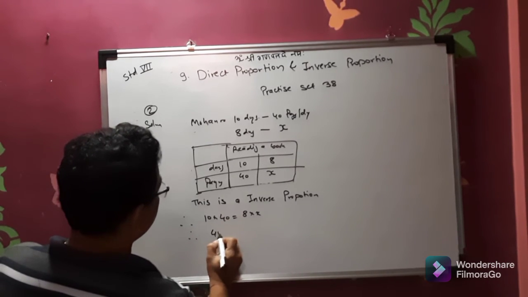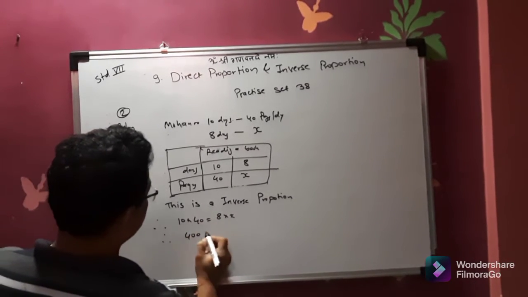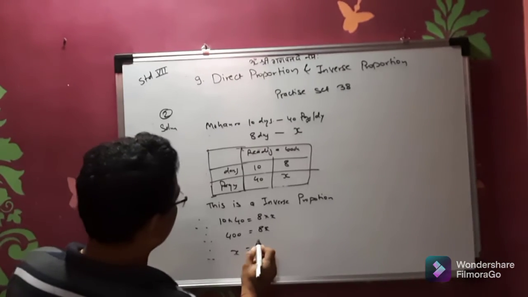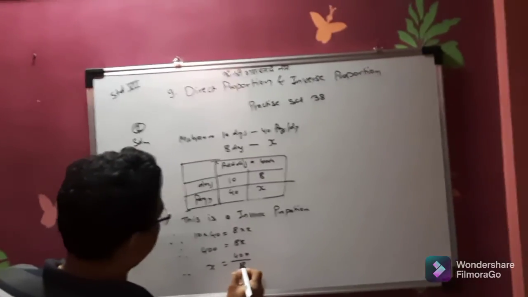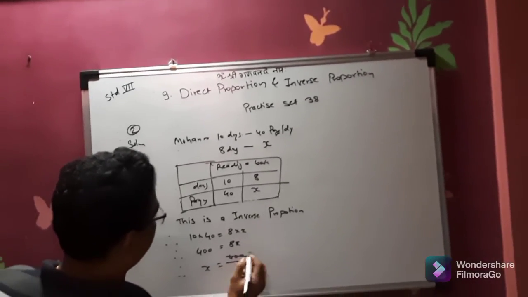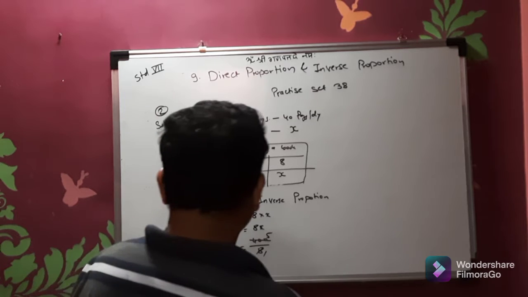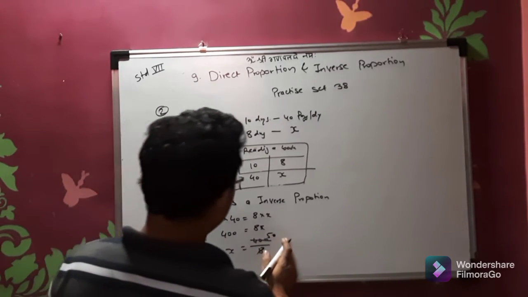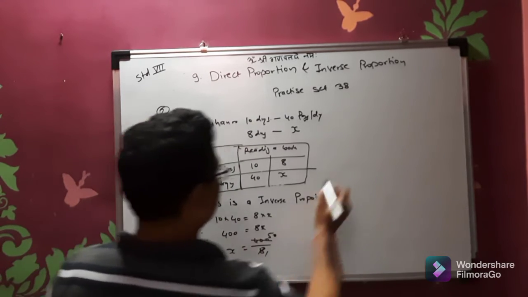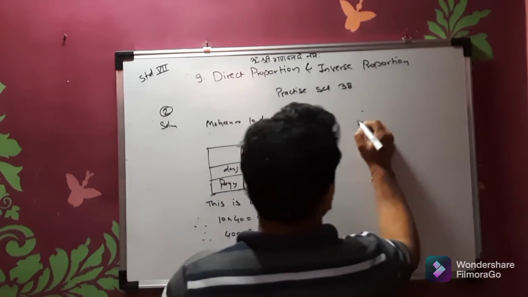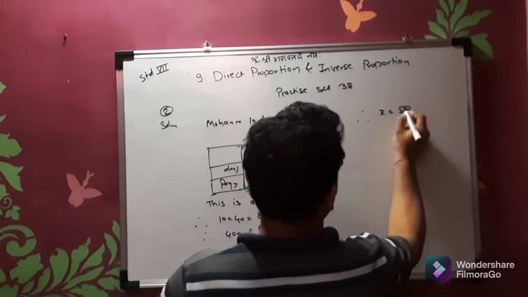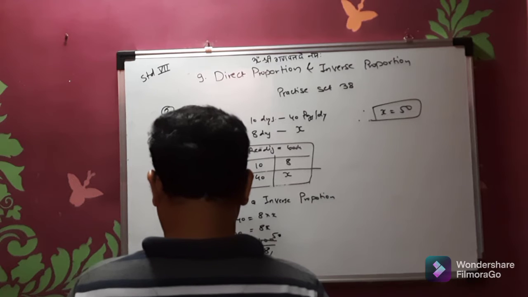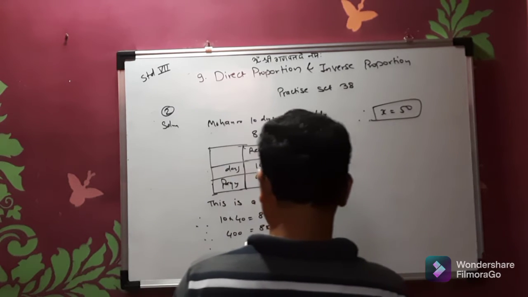So therefore 10 times 40, that is 400, is equal to 8x. So therefore x is equal to 400 divided by 8. 8 ones are 8, 8 fives are 40. So x is equal to 50. So what will be the answer? How many pages must he read in a day to finish it in 8 days?